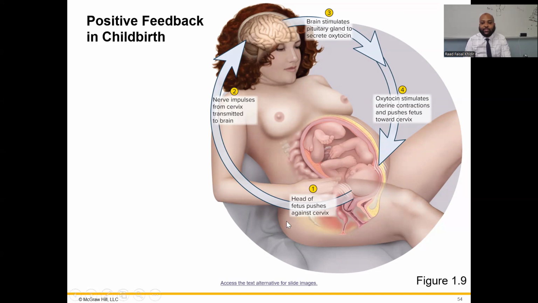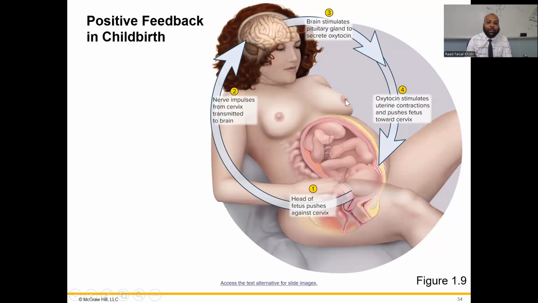So here what happens is the head of the fetus pushes against the cervix. You see, it's pushing against the cervix. Then the nerve impulses from the cervix are transmitted to the brain. Then the brain stimulates the pituitary gland to secrete oxytocin. Then oxytocin stimulates the uterine contractions and pushes the fetus outward.